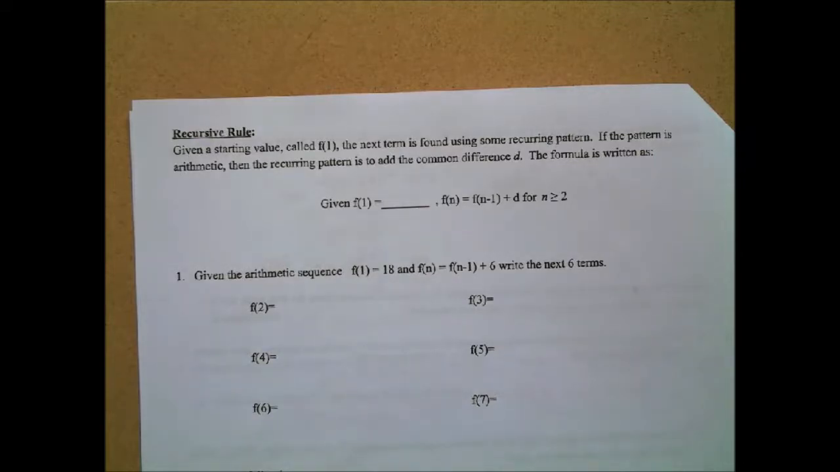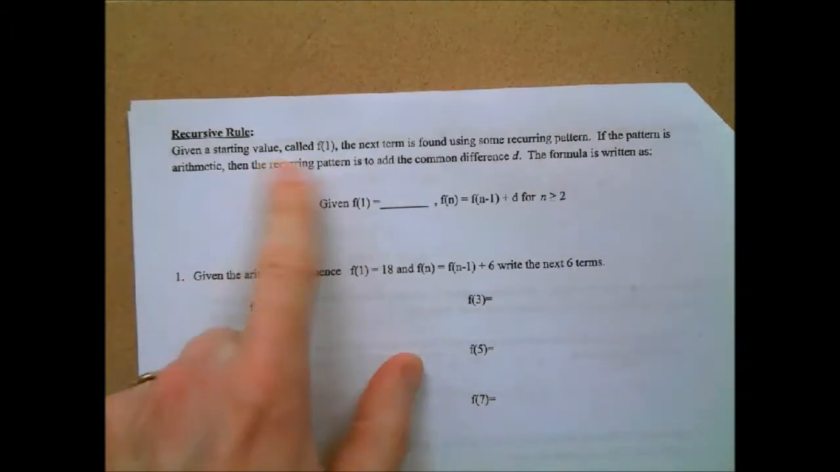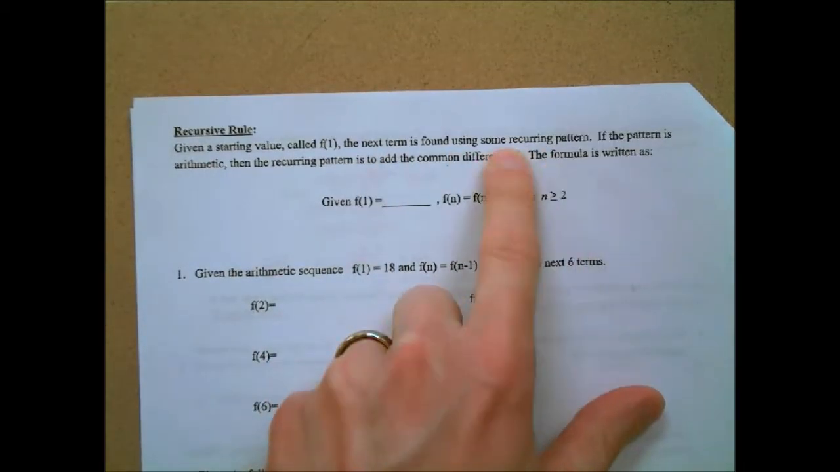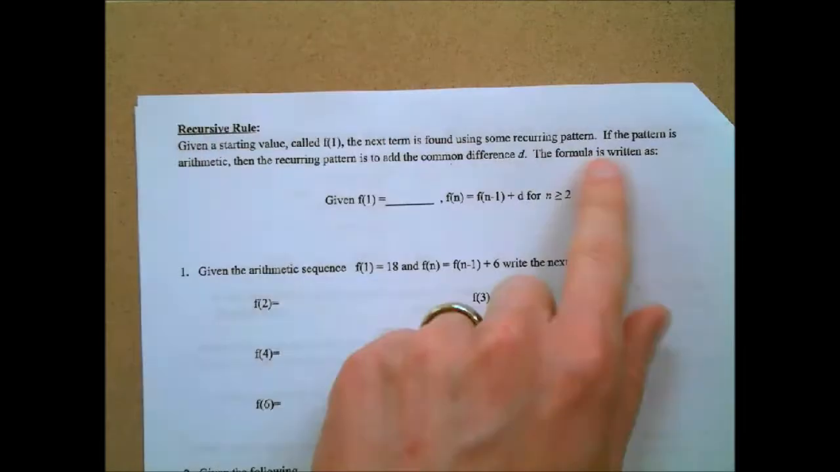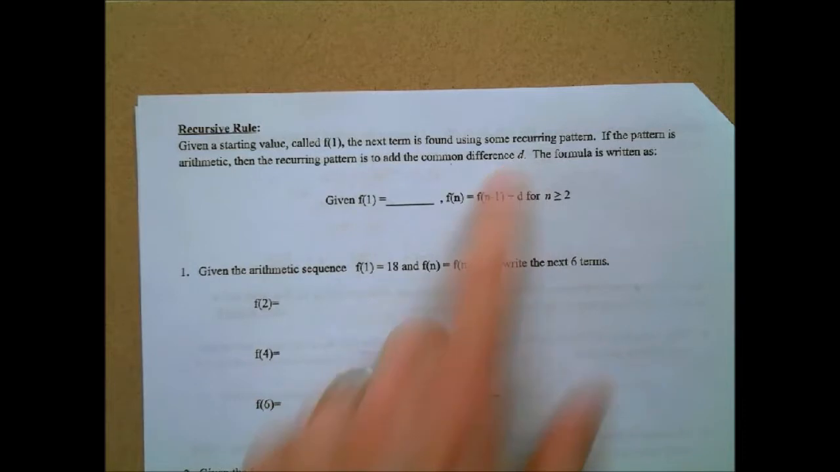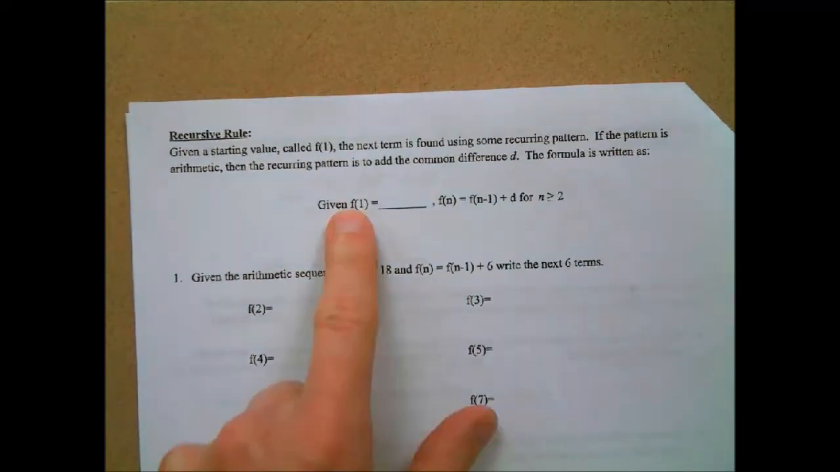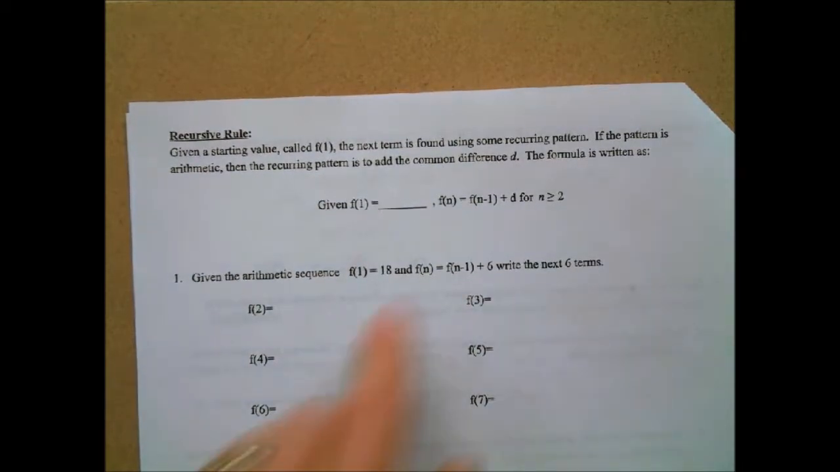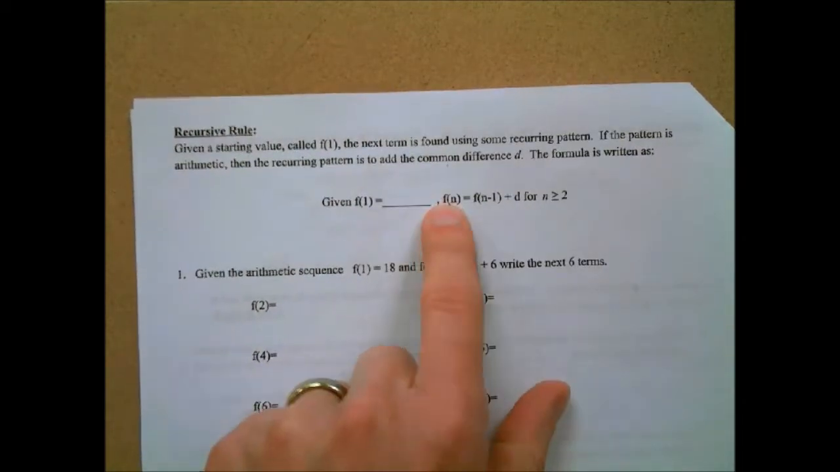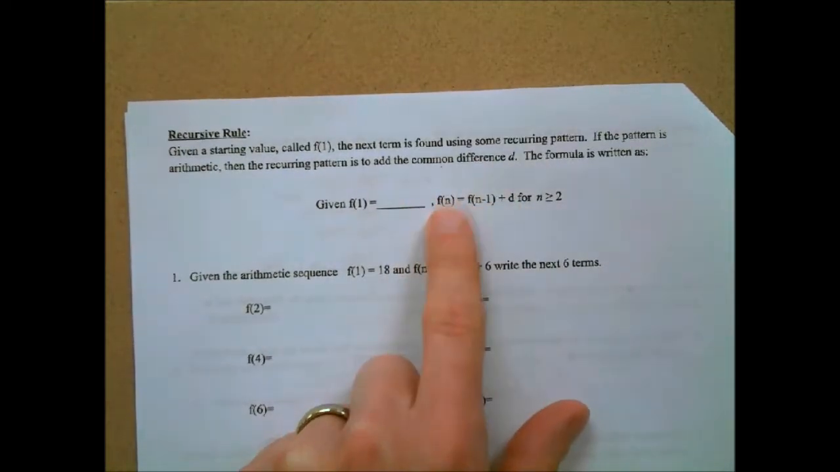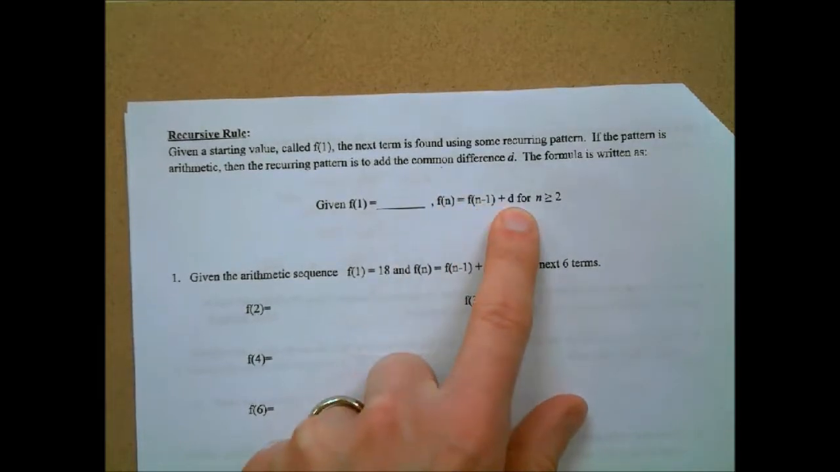Okay? So, given a starting value called f of 1, the next term is found using some recurring pattern. See, recurring, recursive, okay, right? If the pattern is arithmetic, then the recurring pattern is to add the common difference d. So, given f of 1 equals some number, whatever your starting term is, then f of n will be equal to f of n minus 1 plus d. So, the next term will be equal to the previous term plus the common difference, for n greater than or equal to 2.